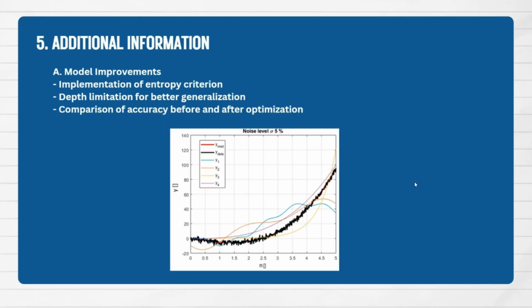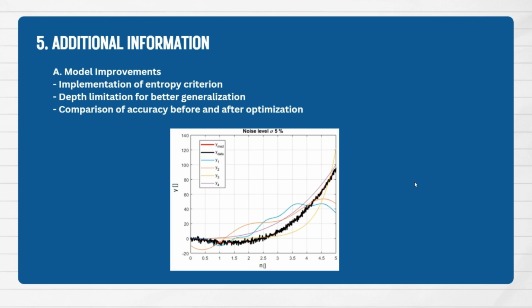The next is additional information: model improvements. Applying the entropy criterion. Use the entropy criterion to determine the amount of information gained at each split. This approach enhances classification performance by selecting optimal splitting points, reducing uncertainty in the data.